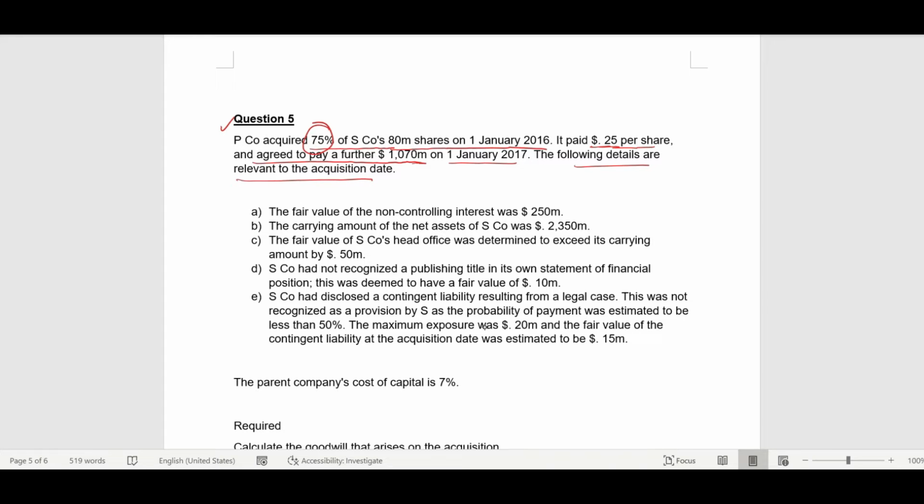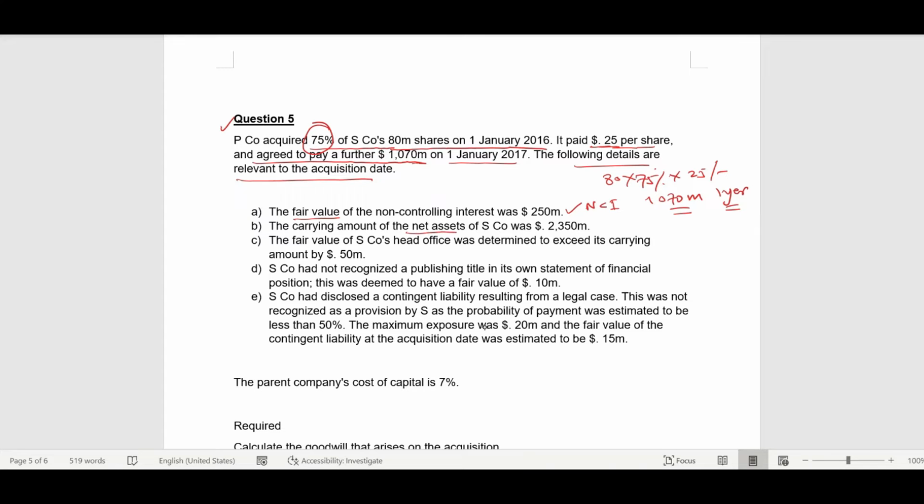Okay, so what has happened? P company has acquired 75% of 80 million shares, for which they paid 25 per share. Plus, they have agreed to pay another 1,070,000 after 1 year's time. So these are the purchase consideration. The fair value of the non-controlling interest was 250 million.